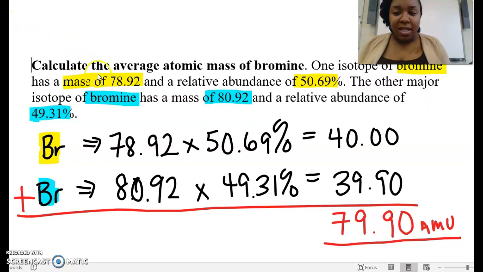And that kind of makes sense when we look at the problem. The bromine with 78.92 is 50% pretty much, or 51%, and then the bromine with 80.92 has a little bit under 50%. So if we're wavering between 78 and 80, well, what comes in between that? That would be closer to 79. Okay, so this is a good approximation.